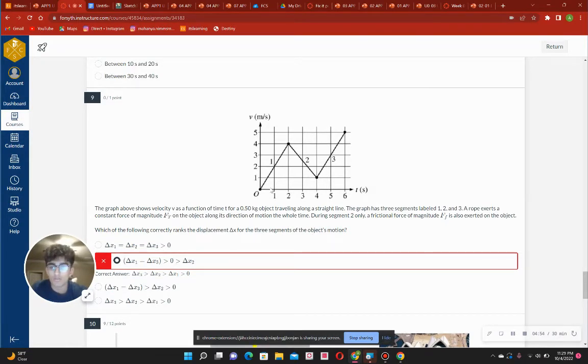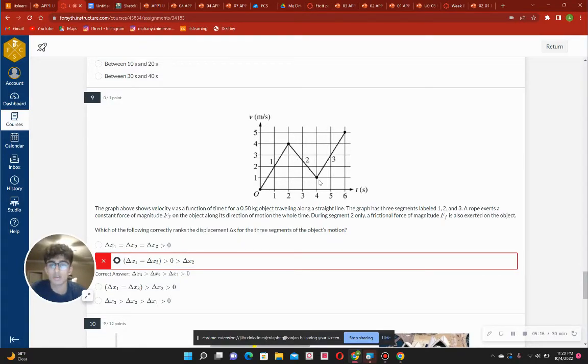To calculate displacement, we would have to take the areas of each of these segments. So looking at this triangle, it has a width of 2, length of 4. 4 times 2 is 8. This is a triangle, so you have to divide by 2. So 8 divided by 2 is 4. So segment 1 has a displacement of 4 units.